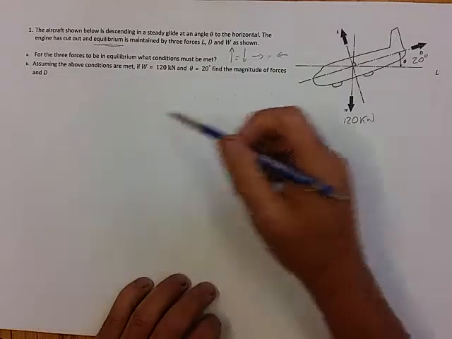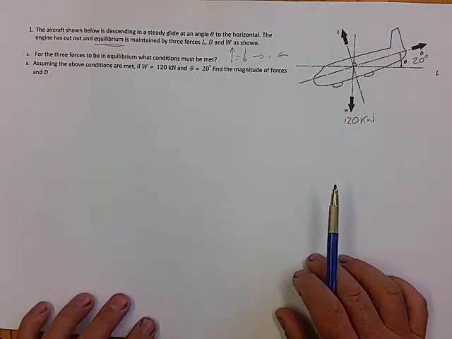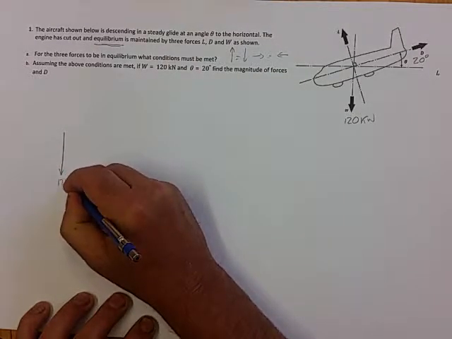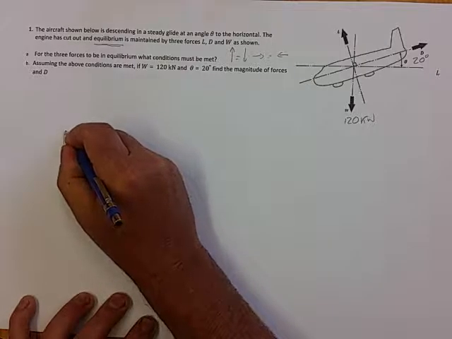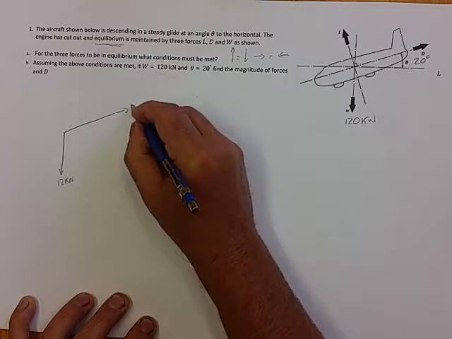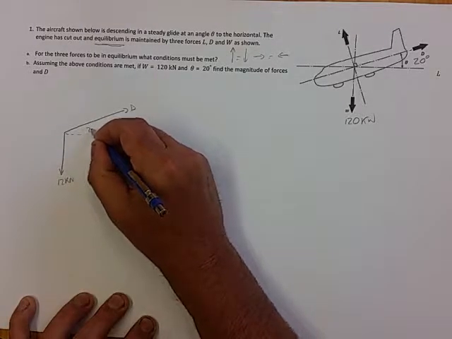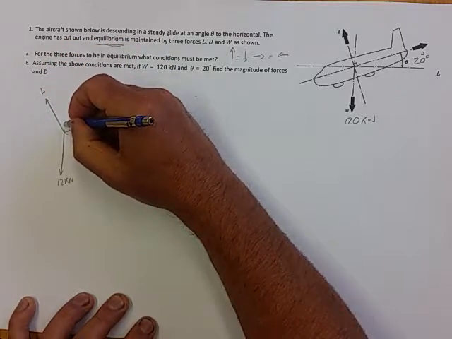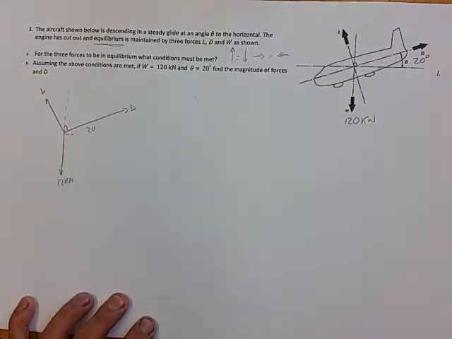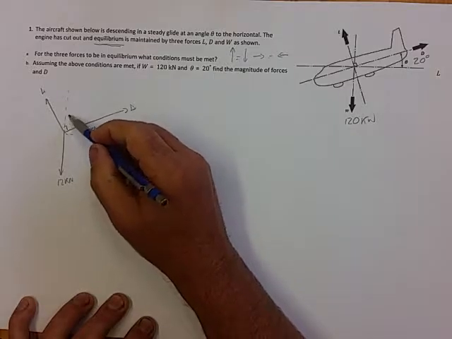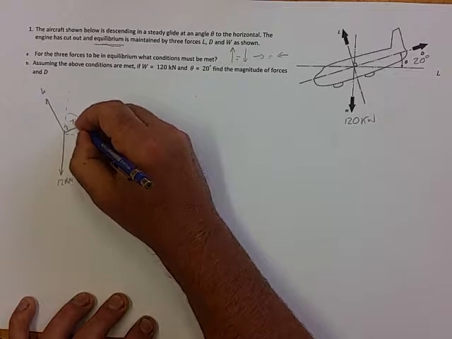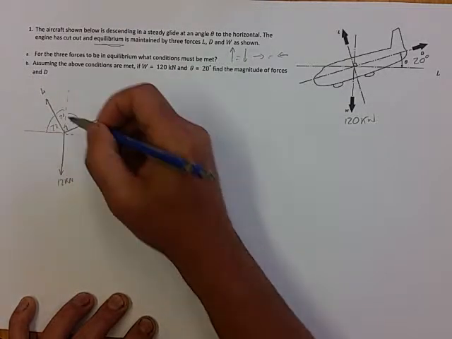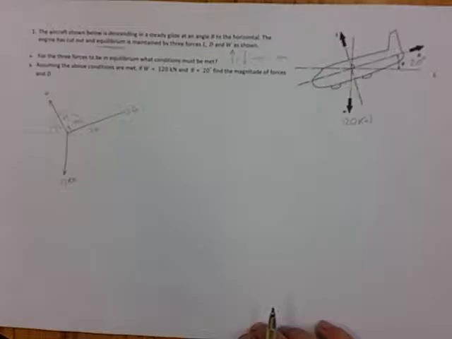Before I solve it, I like to get rid of all the unnecessary information and just draw the forces. Coming down, we have 120 kilonewtons. Going in that direction, we don't know what it is, we'll call that D, but we know that's 20 degrees. And in that direction, we have L, and we know that's 90 degrees. Because that's 20 degrees, that angle there must be 70 degrees, therefore that angle there must be 20 degrees, and that must be 70 degrees. So all I've done is fill in a lot of information.